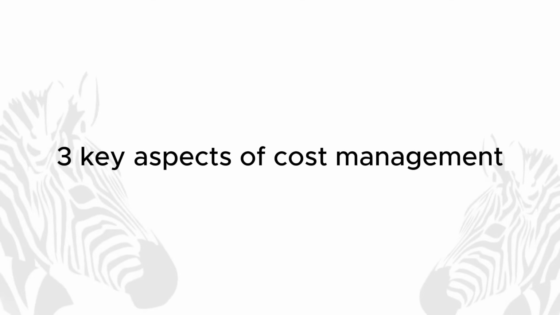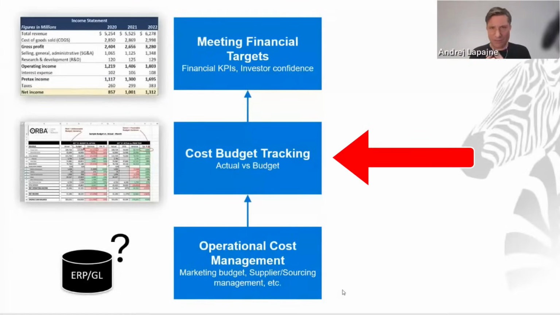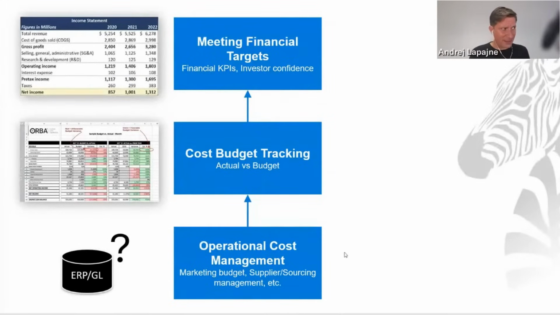Three key aspects of cost management. Most of you are probably doing basically cost budget tracking, just cost budget reports, tracking whether your expenses, different types of costs, expenses are within the budget by some cost centers, cost owners, and so on. So just basic actual versus budget cost management.